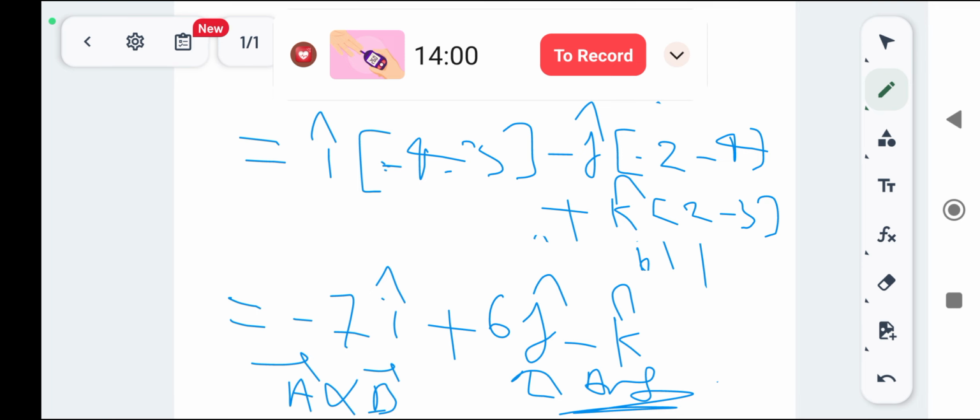This is all about scalar product, vector product and position vector.